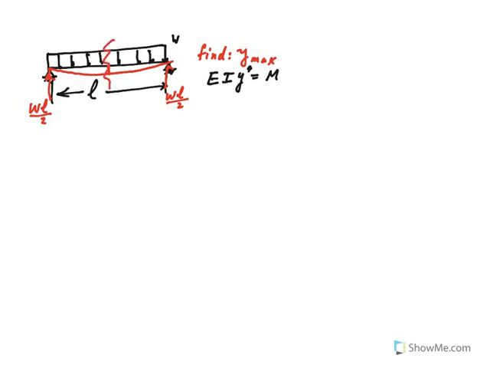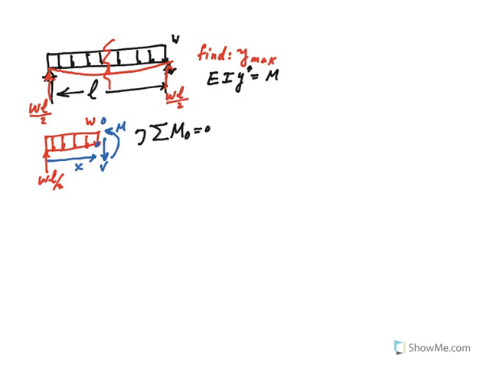All right, cut the beam. And they have an internal shear and an internal moment. Remember, this is taken as x. Let's go ahead and take moment about here to find that internal moment. So the sum of the moments about O equals 0.